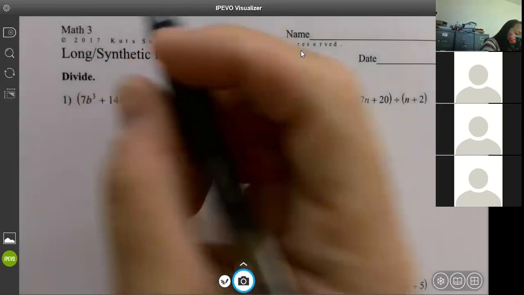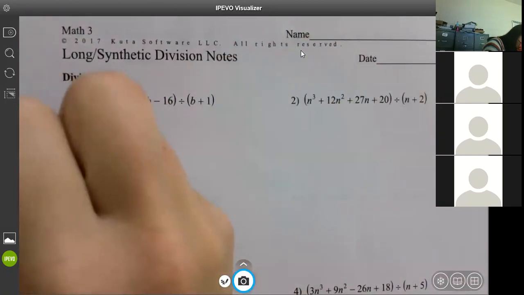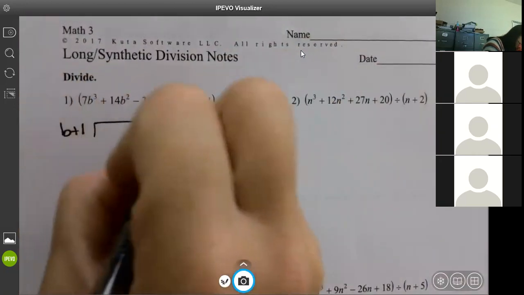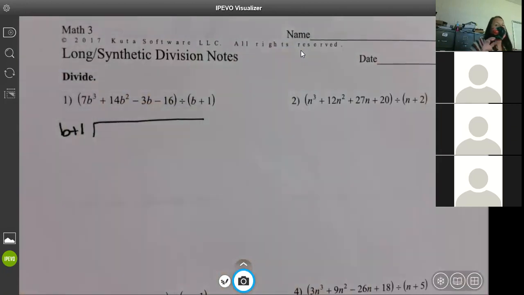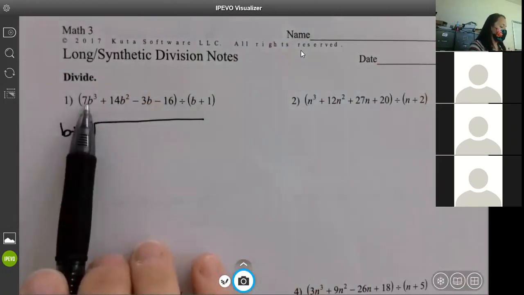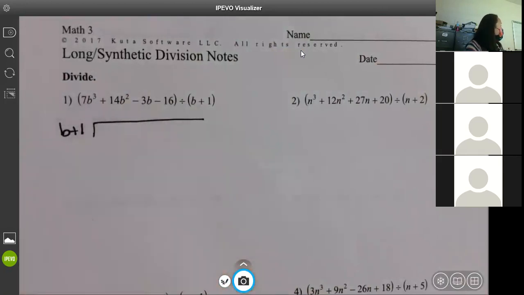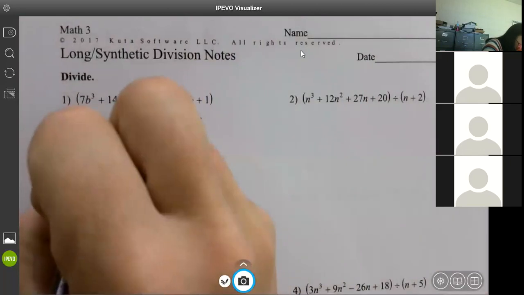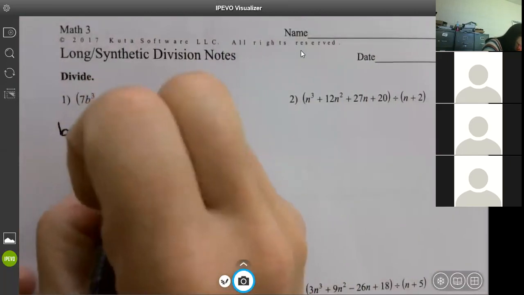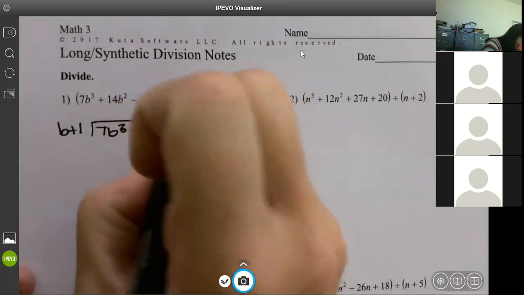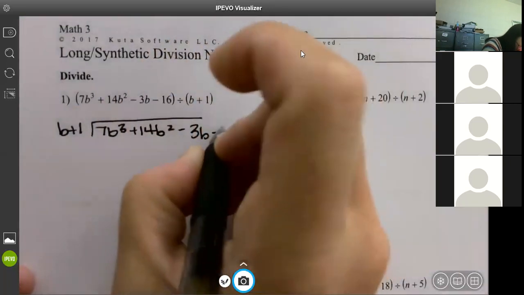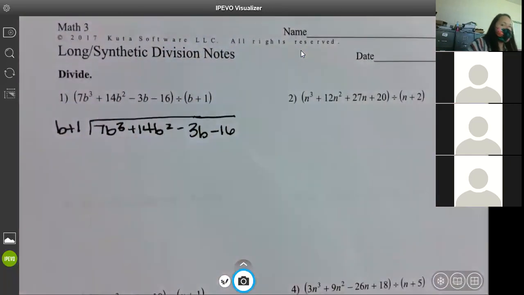So what you're going to do is you're going to put your b plus 1. You're going to write your big fat divide bar. Make sure that this part goes in order. And what I mean by that, it's got to go in descending order. B cubed, b squared, b, no b. If there's anything missing, we have to fill it in with a 0. So for a while, we're not going to have any of that, okay? So 7b cubed plus 14b squared minus 3b minus 16.